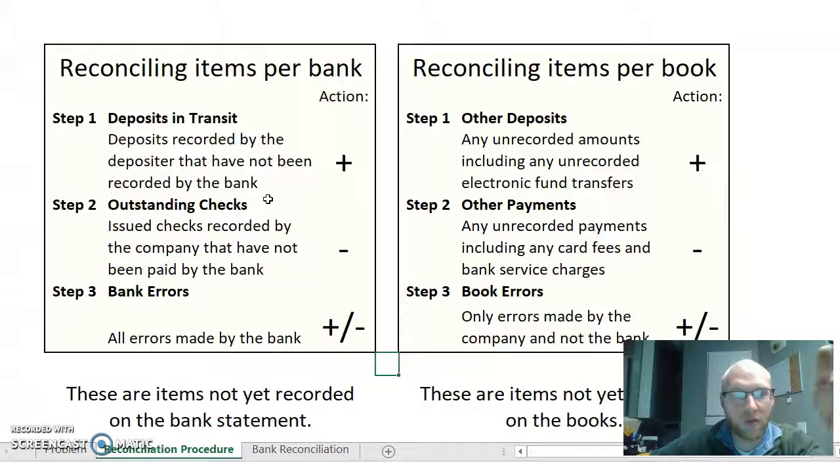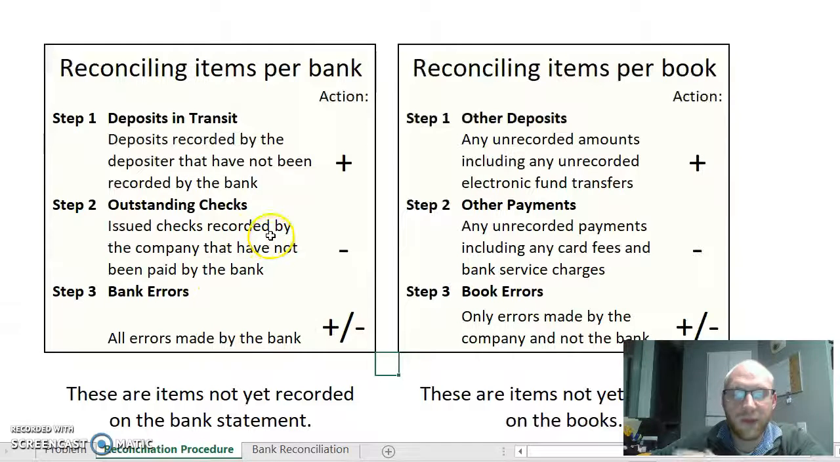So step one on reconciling items per bank, we have deposits in transit. Now these are deposits recorded by the depositor, but were not recorded by the bank. So what we need to do is add it to the bank. Step two is any outstanding checks they might have, and these are issued checks recorded by the company that the bank has not yet paid. And so we need to deduct it from the bank statement. And step three is bank errors. And these refer to mainly if a number was inputted wrong on the bank side. And it's added or deducted as necessary depending on the error made.